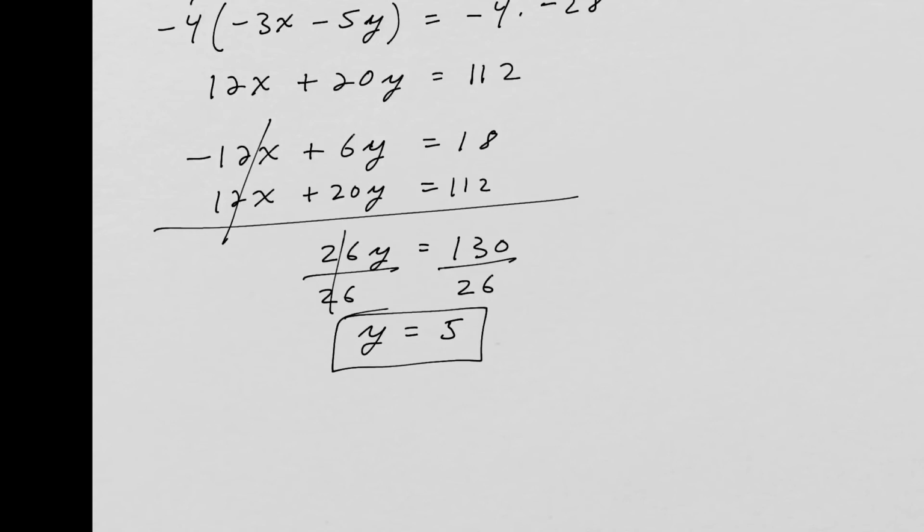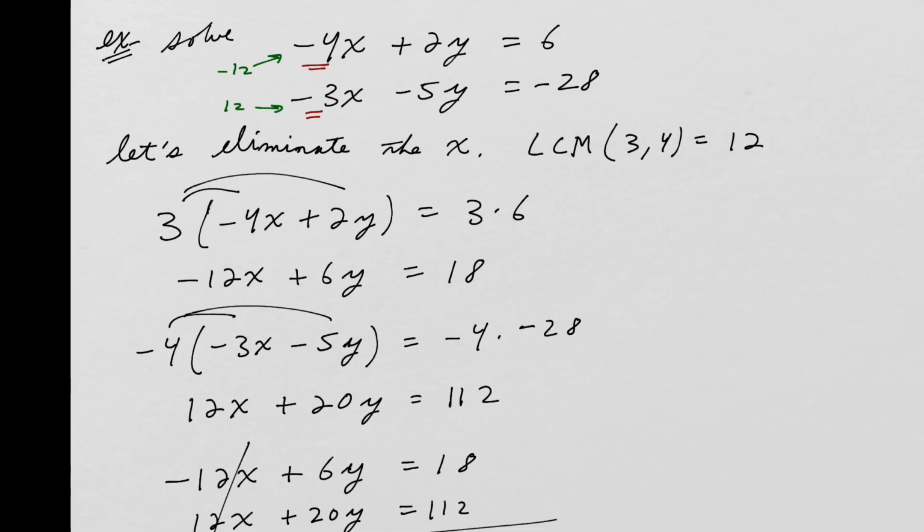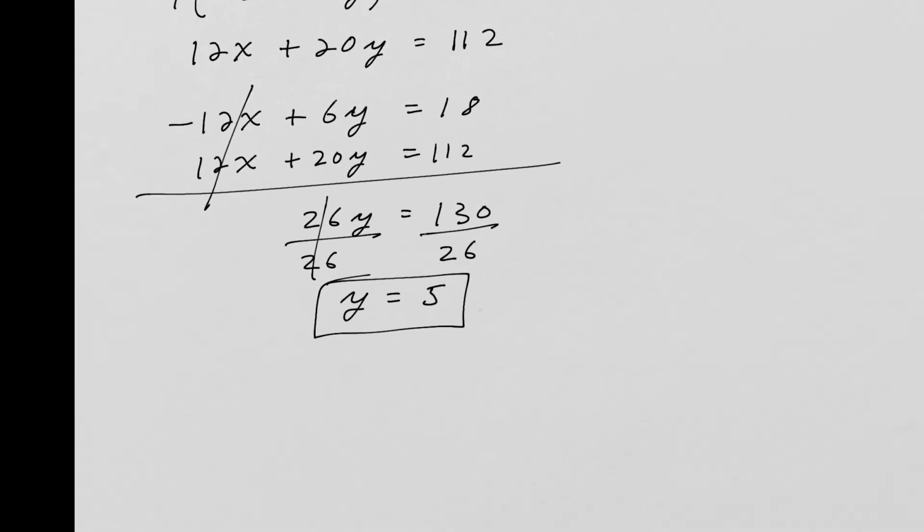How do I go back and find x? I simply plug y equals 5 back into one of those original equations, right? Back into one of these initial equations here. So let's just maybe use the first one. So I have negative 4x plus 2y equals 6.